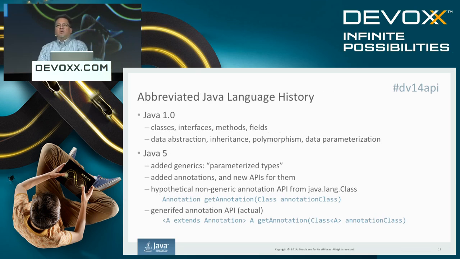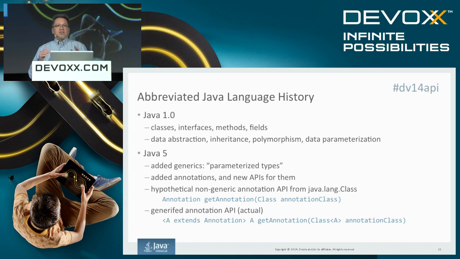All right, let me talk quickly about some Java history here. I'm not going to go through the entire history, of course, but in 1.0, some of you might recall the language was much, much simpler than the way it is today. There were classes, interfaces, methods and fields, and inheritance and so forth. So it was basic object-oriented programming stuff. And in Java 5, perhaps one of the largest changes to the programming language, generics were added. And notice, generics are sometimes called parameterized types. And so that's a very important concept, parameterization.